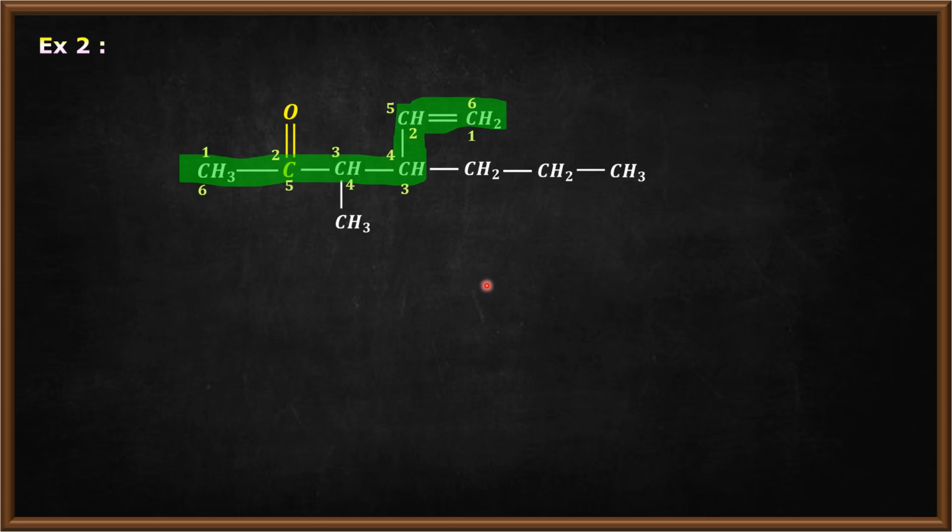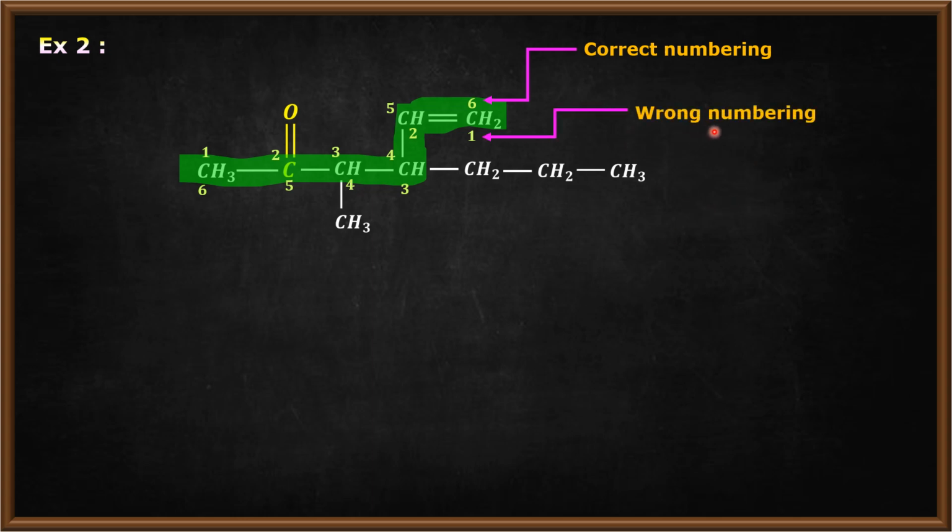And which way of the numbering is correct? To know this, we have to look at the functional group. The carbon atom linking to the functional group should get the lowest possible number. If numbering is done, we have to give the numbers to the carbon atoms in the chain in that manner. So left to right is the correct numbering and right to left is the wrong numbering.